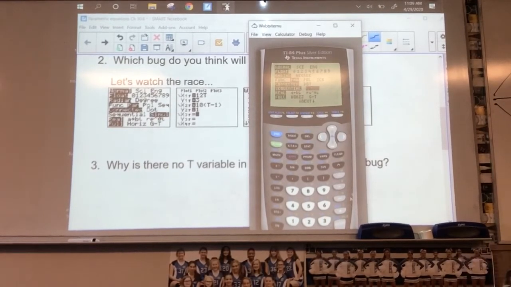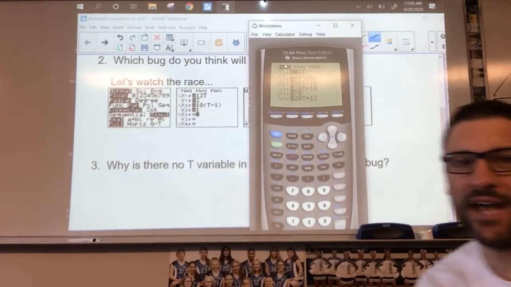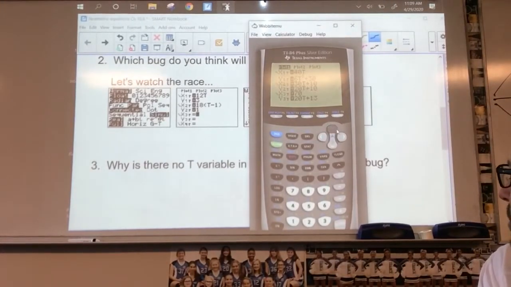I'll go under simultaneous. I'll hit enter, and then real and full. So I have everything up there. And when I hit my Y1 key, something interesting is going to happen. It's not going to be Y1 anymore. I have a stat plot on here. I'm going to go up and clear that out.